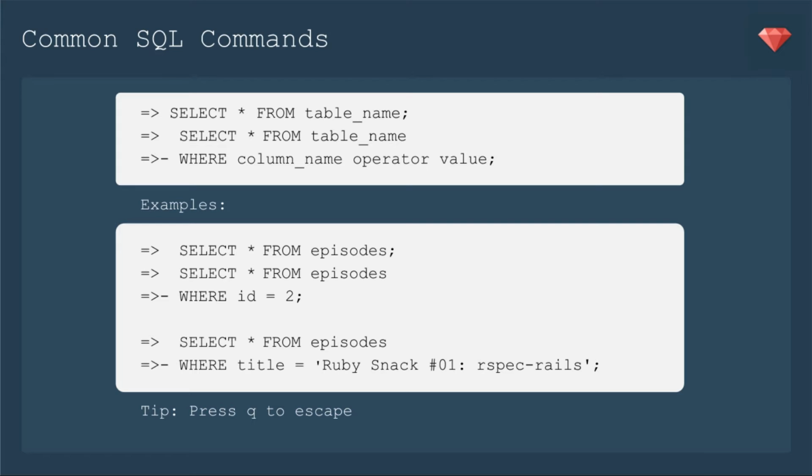Also, just to note, if you are going to use a string, for example, you're going to select the episode where the title is RubySnack number 1, you need to use single quotes in the psql command line. I'm partial to double quotes, but for this, you need single quotes. And to end your command, you need a semicolon. So the query isn't finished until you add that semicolon. And just a tip, you can press Q to escape any query.